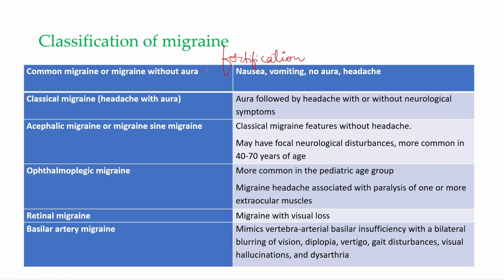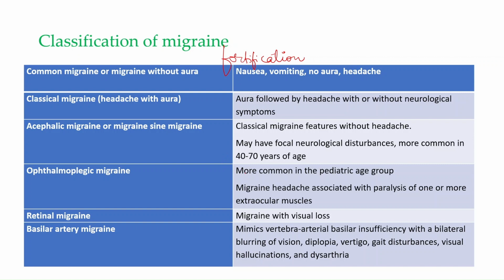You can even have auditory and olfactory aura. Acephalic migraine, or migraine without headache, is classical migraine features without headache. Like you have the nausea, vomiting, photophobia, phonophobia, just the headache is not there. It's as disabling as migraine. You may have focal neurological disturbances and it's usually more commonly seen in the 40 to 70 years of age.